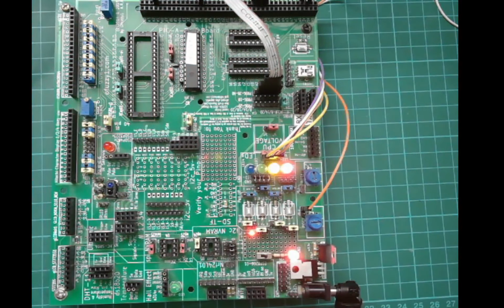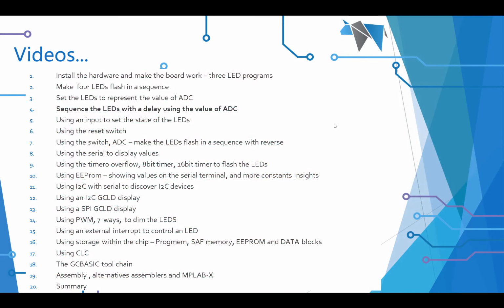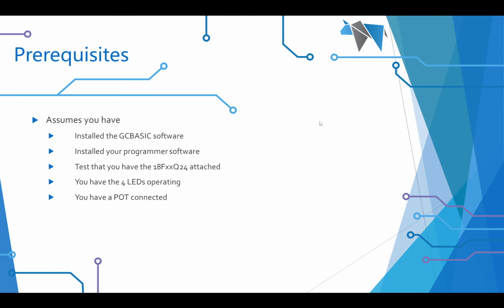So what we're going to do today is sequence these, create a sequence, which is quite useful because it introduces many different techniques. So I am assuming you've installed the software, you've got your programmer working, you've got a Q24 attached. By the way, this program, you just have to change the chip at the top and it will work on most microcontrollers. You've got the 4 LEDs and you have a pot attached, just like I showed you.